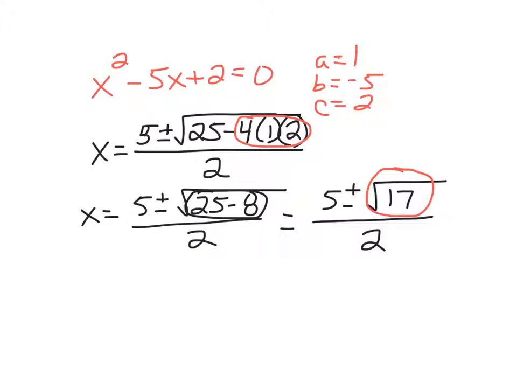So in this particular case, I'm just going to leave it as 5 plus or minus the square root of 17 over 2 because there's nothing else that I can do with that. If it would have been possible to take this number and simplify the square root, I would have done that, similar to what we did in the last section, but in this particular case, I can't do that, and my final answer is 5 plus or minus the square root of 17 over 2.